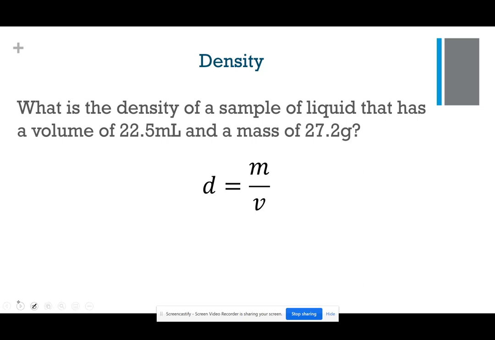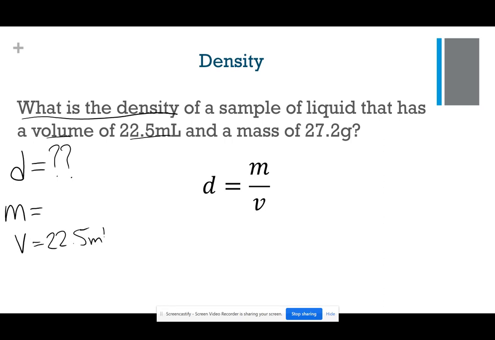So what I'm going to do over here is take inventory of what I know and what I need to find out. So I have density, I have mass, and I have volume. Reading back through the problem, what is the density? Density is what I'm solving for. I don't know what that is. It's a sample of liquid. It has a volume of, so I'm going to put that here for volume, 22.5. And a mass of, I'm going to put that here for mass, 27.2.